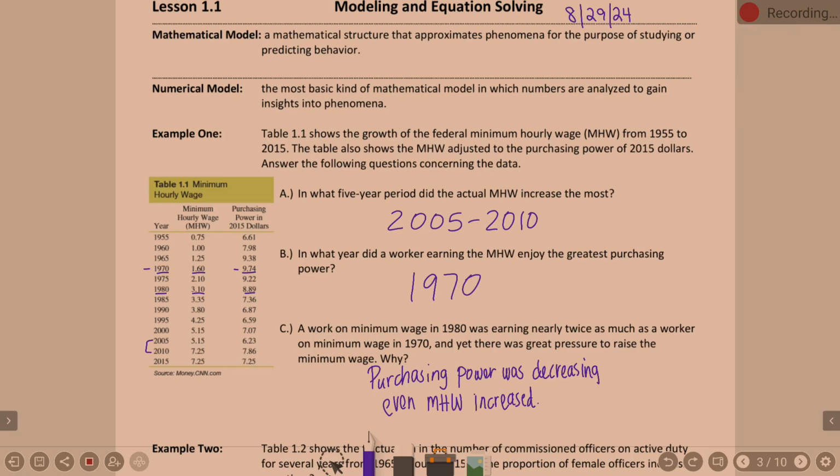Okay. When you're ready, start looking at example two. Table 1.2 shows the fluctuation in the number of commissioned officers on active duty for several years from 1965 through 2015. Is the proportion of female officers increasing over time?